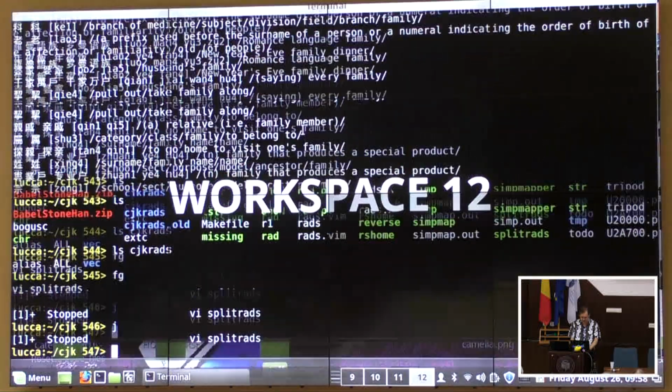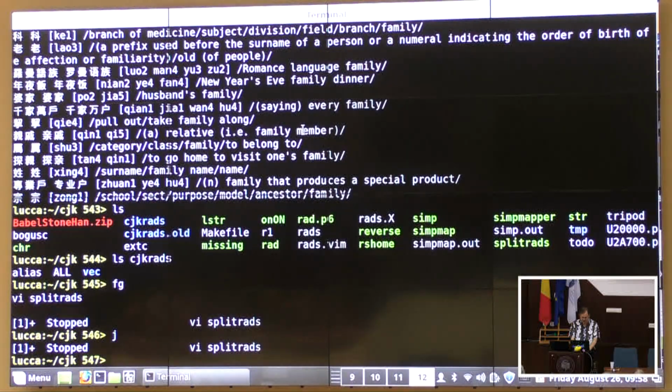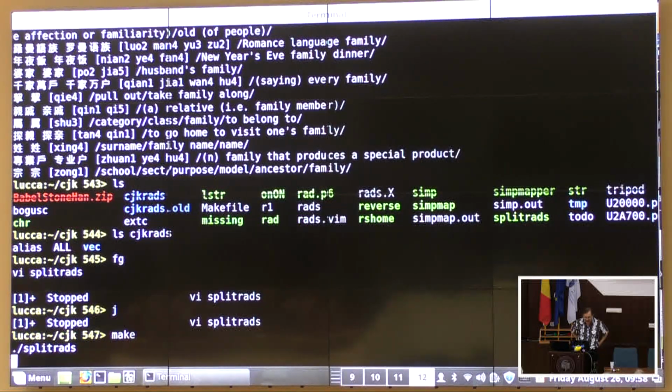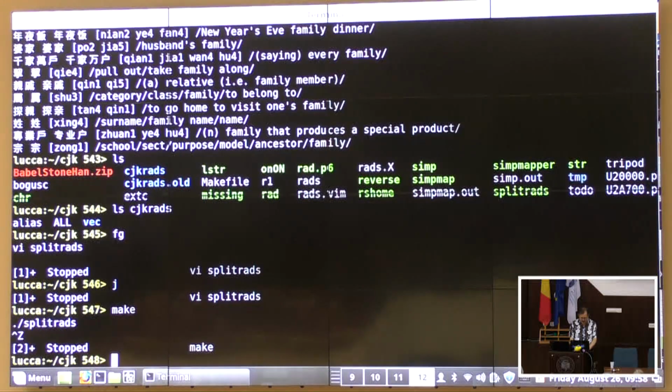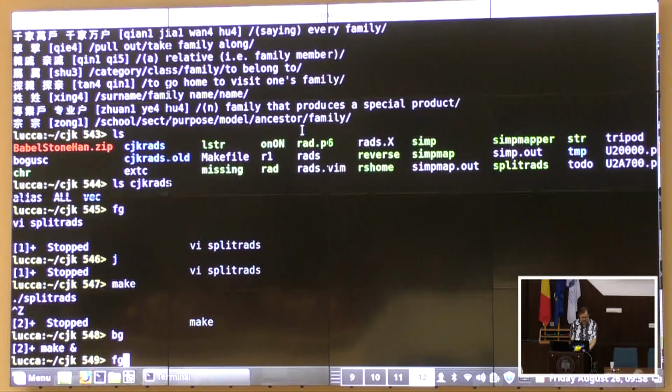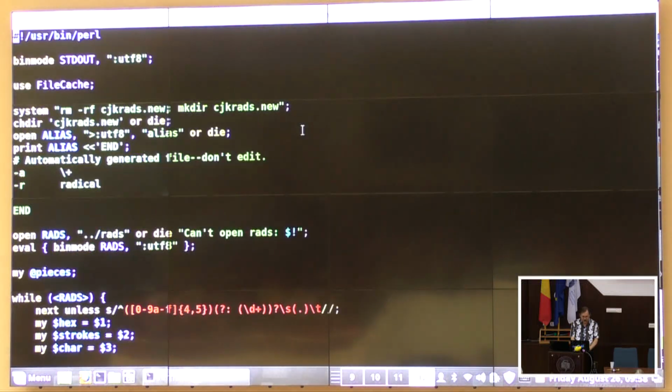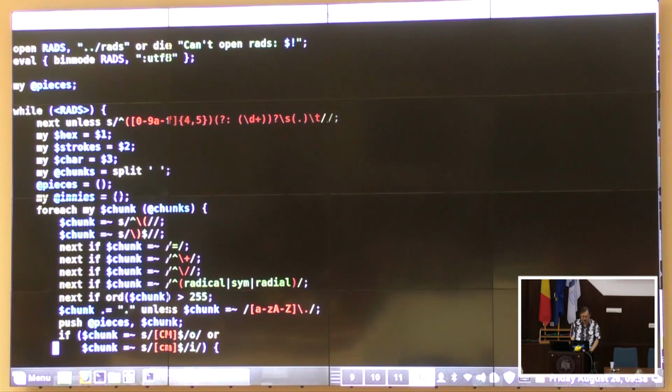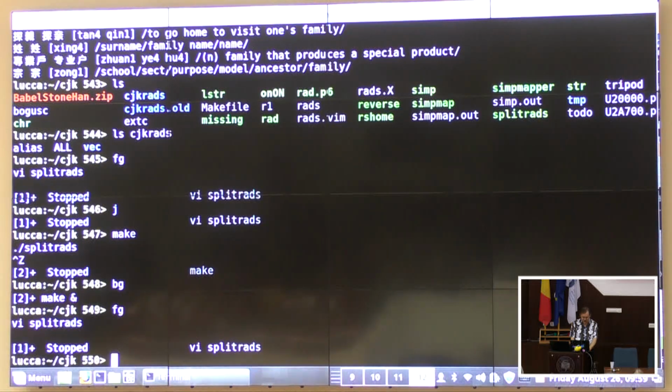And then I run a program called splitrads. Actually, I just type make. And what splitrads does, slowly, it goes out and creates two files, well, more than two files. The main file it creates is called all, down in CJK rads, all.